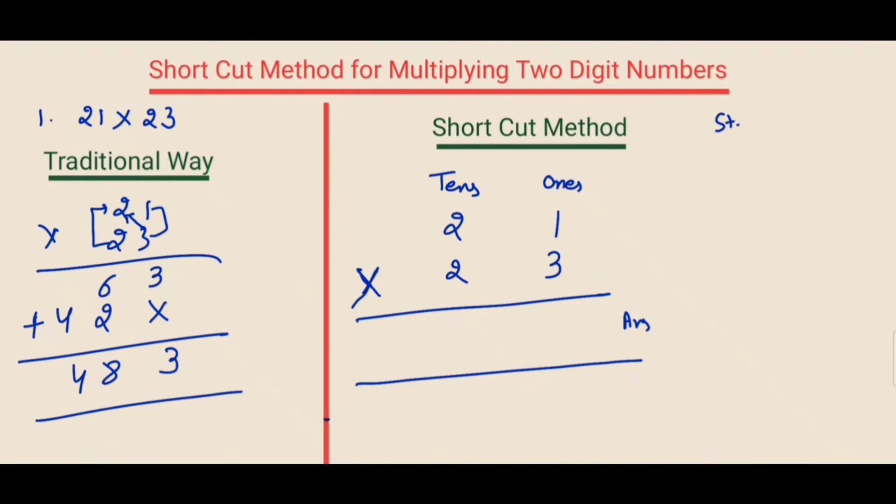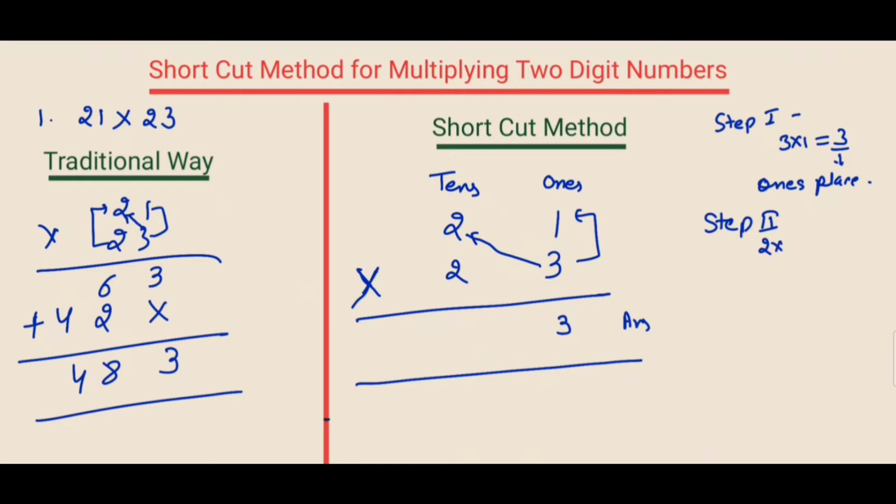So the first step is to multiply both the digits at ones place, which means we multiply this 3 with 1, we'll get 3, and this 3 will come at the ones place of my answer, and I will write it here. The second step is to multiply this 3 with 2 and add the product of 2 with 1. So we'll get 6 plus 2, which is equal to 8, and this is the tens place of my answer. So I will write 8 here.